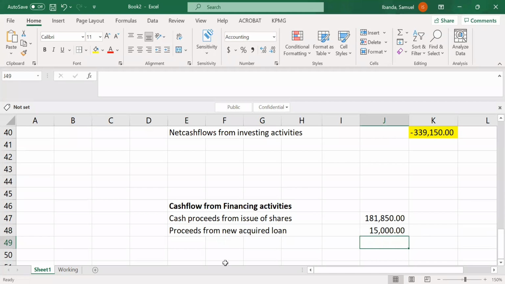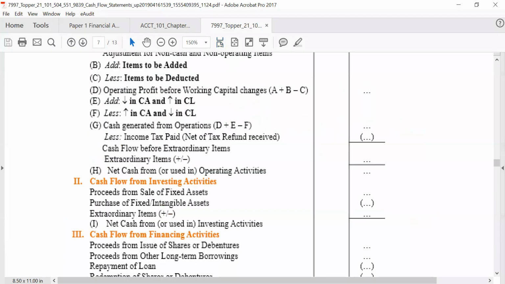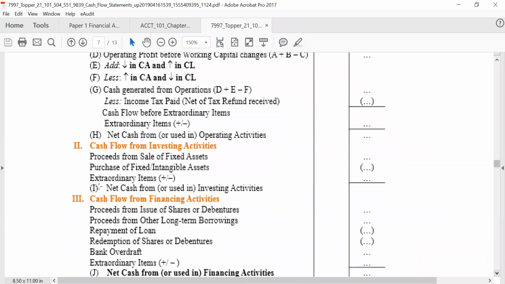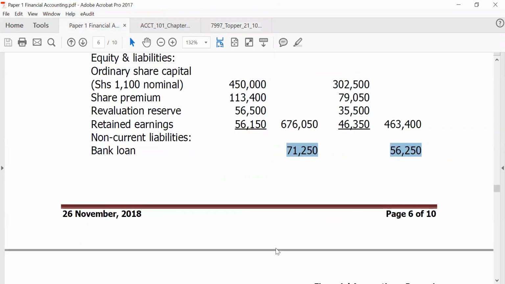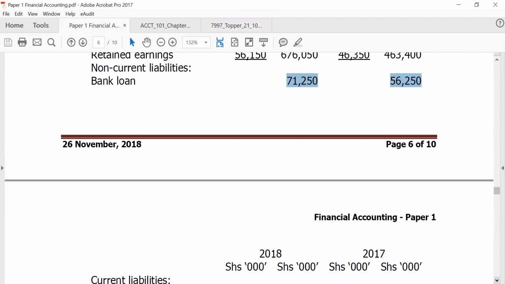So the next thing you have to look at, again, I draw you to the format, which is one of the things that you can take and basically look at. You can see that we have proceeds from issue of shares or debentures. You have proceeds from other long-term borrowings, like we've seen a loan. In case we are repaying any loan, we'll bring it here. In case we have any redemptions and so on, we'll also bring it there. Now, one of the other things that they have not mentioned there, but we also do it, is looking at the dividends, because dividends also have to do with financing.